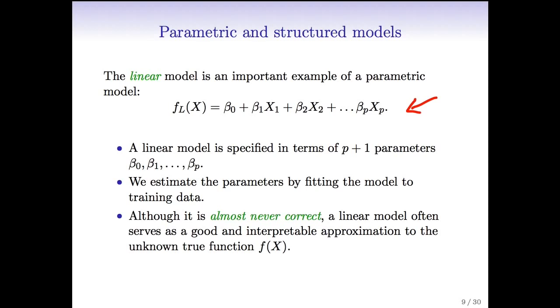We can estimate the parameters of the model by fitting the model to training data, and we'll be talking more about how you do that. And when we use such a structural model, and of course this structural model is going to avoid the curse of dimensionality because it's not relying on any local properties and nearest neighbor averaging. It's just fitting quite a rigid model to all the data. Now, a linear model is almost never correct, but it often serves as a good approximation and interpretable approximation to the unknown true function f of x.